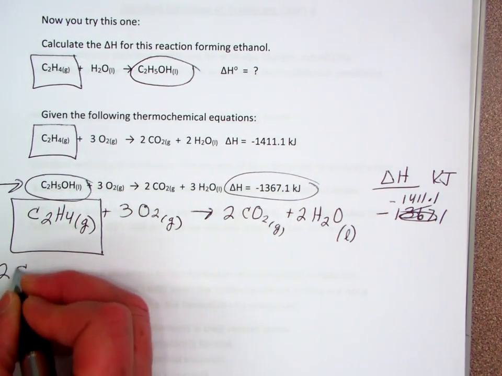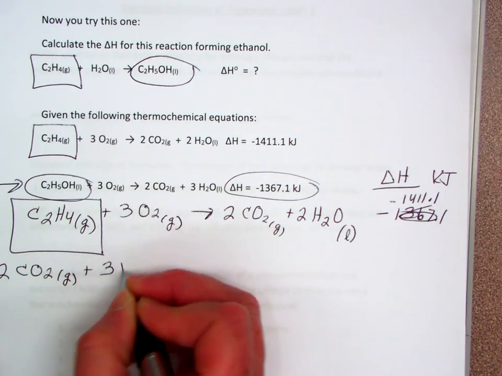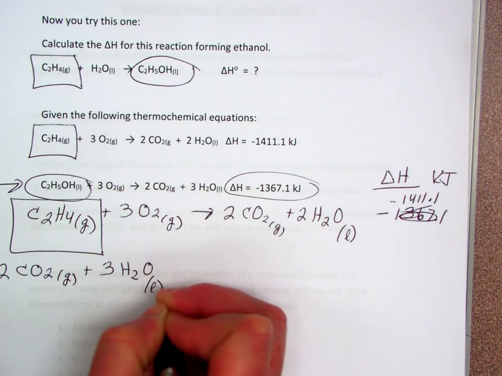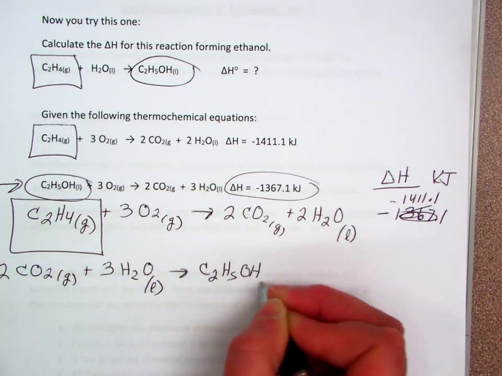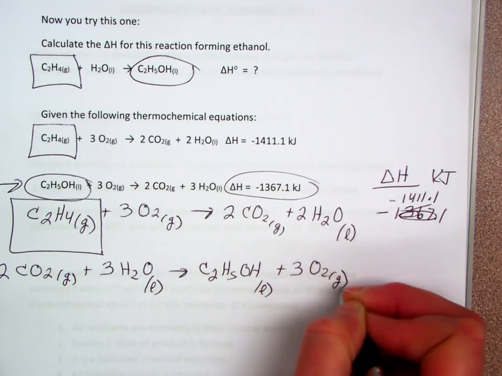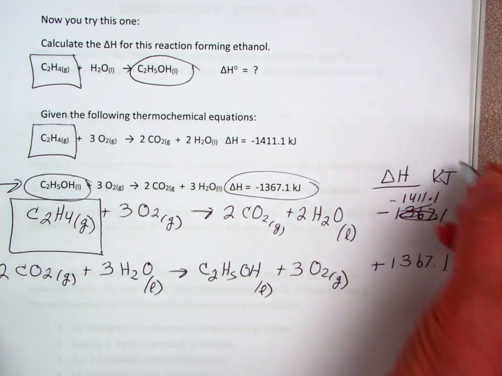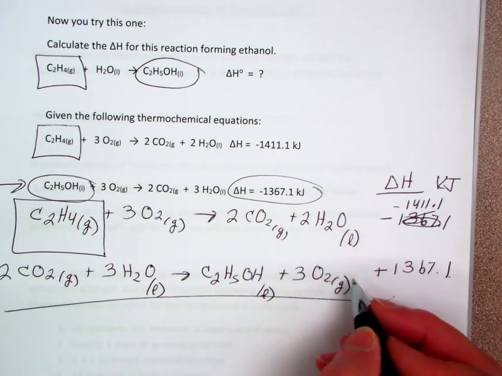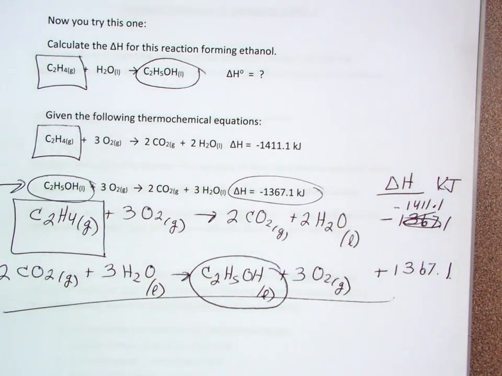So I have 2 moles of carbon dioxide gas plus 3 moles of water liquid yields 1 mole of ethanol liquid plus 3 moles of oxygen gas. And I change the sign, so I now have positive 1367.1 kilojoules. This gives me the ethanol in place. I don't have any more equations, so I hope everything's going to work out now.